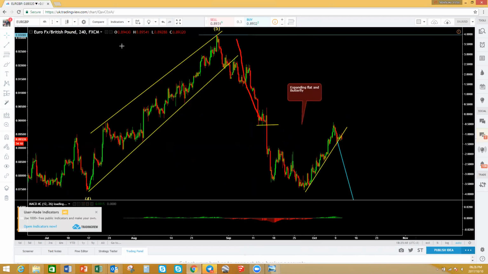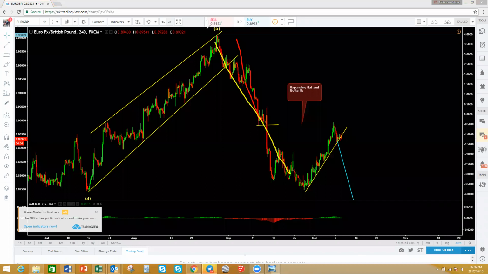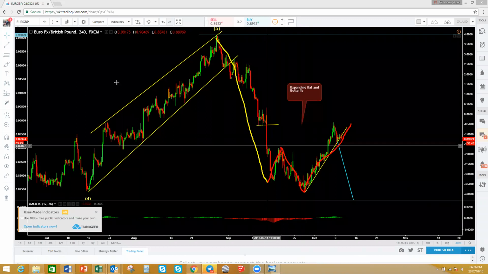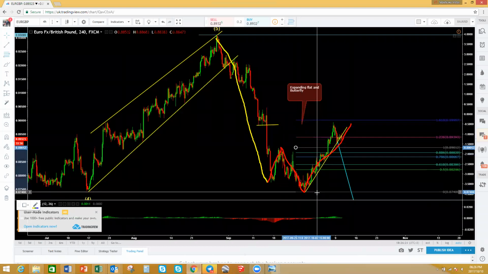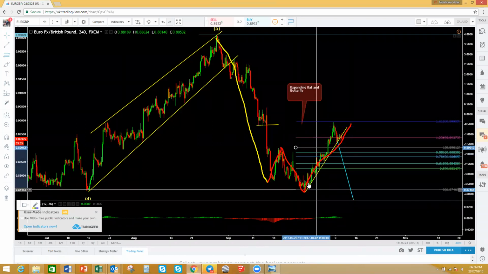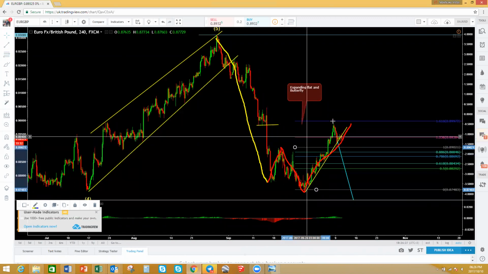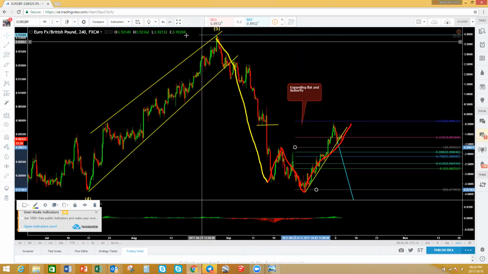Right, so this is what it looks like. You get the impulse. Get this impulse here. Right, so after the impulse, you're getting something like this. 1, 2, 3. And this is a classic expanded flat correction. Okay? You can see this is a flat correction. Let's check the fib here quickly while everyone is still here. Right, so you can see that this one ends exactly at the 1.618, conforming to the rules.